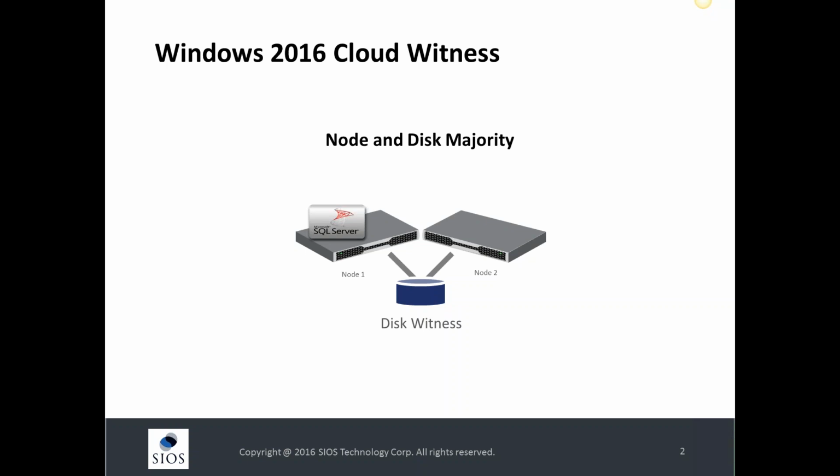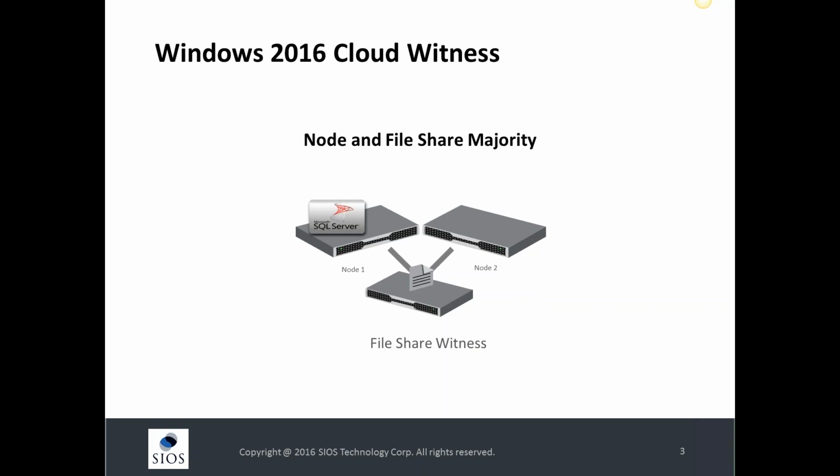Well, beyond the disk witness, there's also another witness type called a file share witness. So you can implement a node and file share majority witness, pictured here, where instead of using a shared disk, you could have a file server hosting a simple file share that could act as a witness. And that was important when you started seeing Exchange availability, the DAG groups, so implementing Exchange high availability without a SAN, and that was where we first saw it.